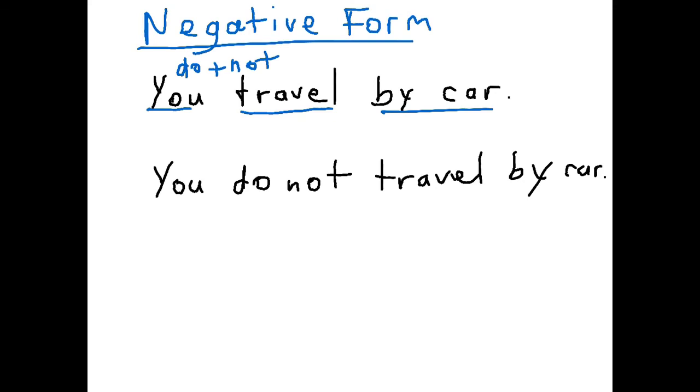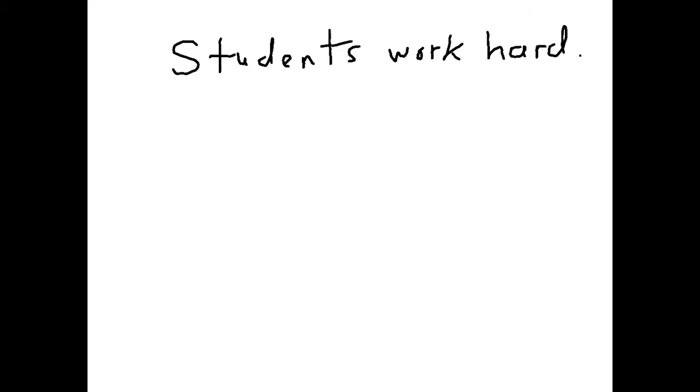Of course, you can use a contracted form. So the contracted form of do not is don't. You don't travel by car. Here's another example. Students work hard. So here you decide for yourself if this is a fact or not. I'll assume that students work hard, this is a fact. So subject, verb, complement. We want to switch that sentence into the negative.